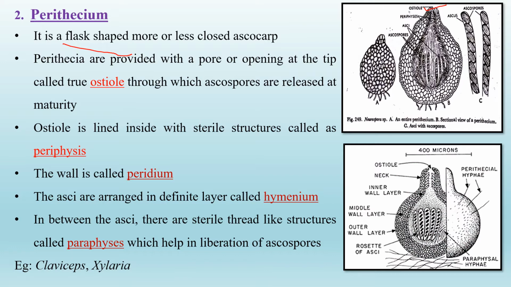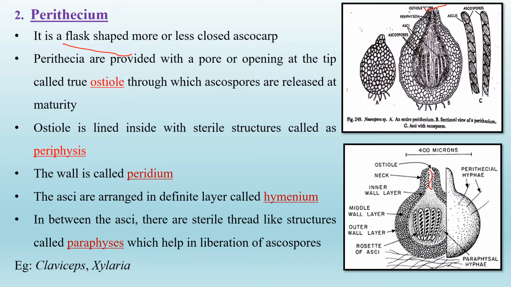So the fruiting body is provided with an opening called ostiole, and the purpose of that pore is the release of ascospores. Then the ostiole is lined with sterile structures called periphyses. Here in the second diagram you can find this. Here the ostiole is lined with some sterile structures. These are known as periphyses. The name itself indicates peri, which means a surrounding structure. So these sterile thread-like structures surround the ostiole. That's why the name is periphysis.